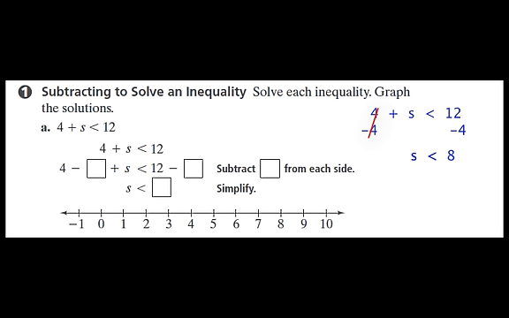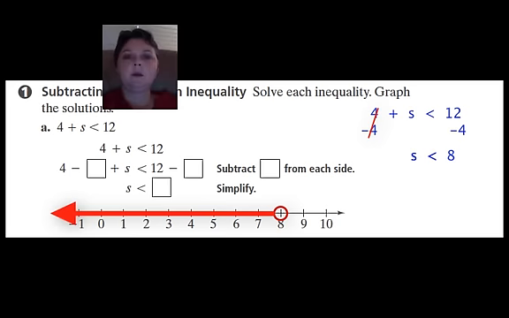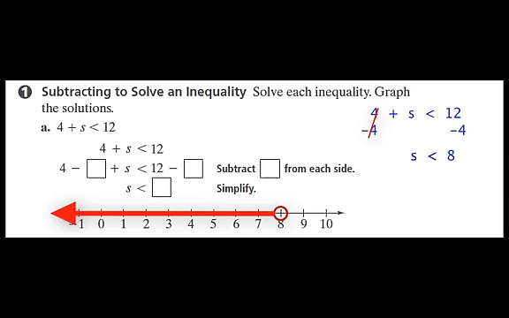When we graph that, we put an open circle at 8, and we draw the arrow left. That means s can be any number that's smaller than 8. Pause the video at this time to finish copying down the notes.